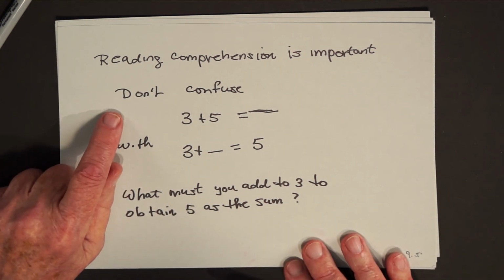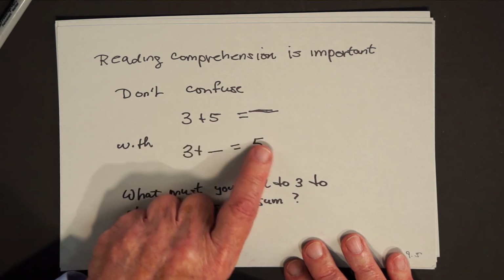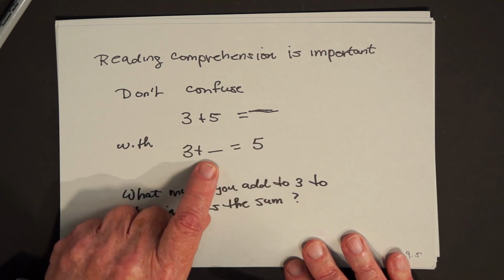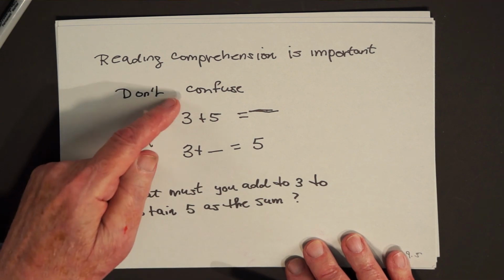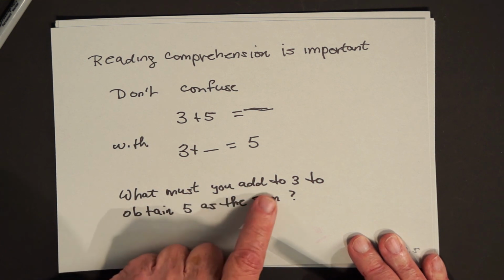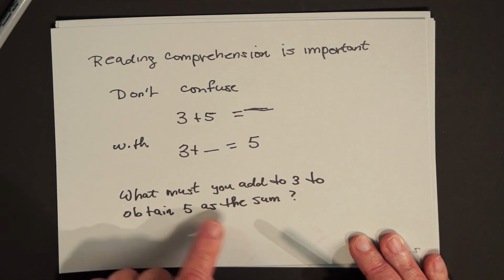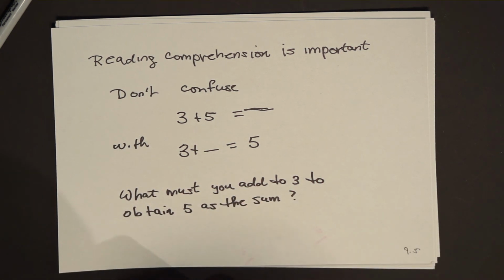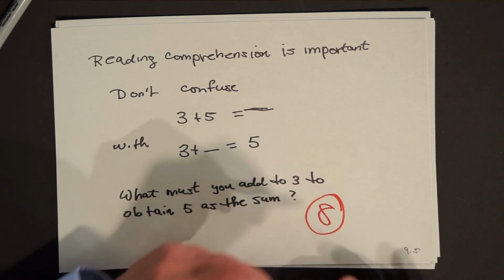Here's an example. Don't confuse 3 plus 5 equals blank with 3 plus blank equals 5. You say, well, they obviously look different. Be careful. I have seen students learn to do problems by looking for key words. When they see the word add, they see the word sum, S-U-M, they know it's an addition problem. So when you say to a student, what must you add to 3 to obtain 5 as the sum, it's amazing how many of them will say 8.